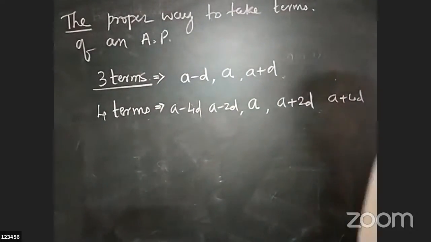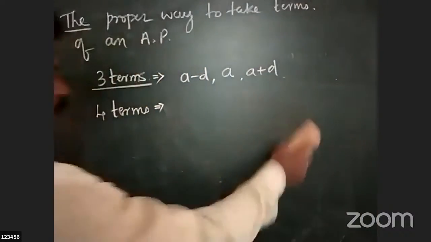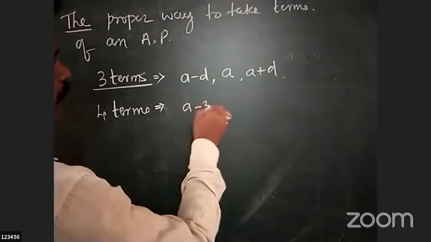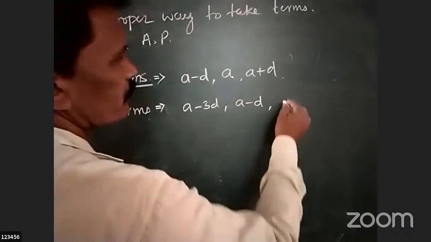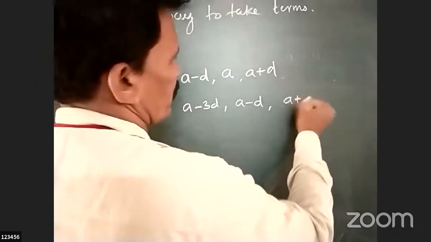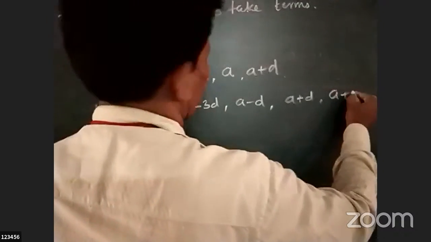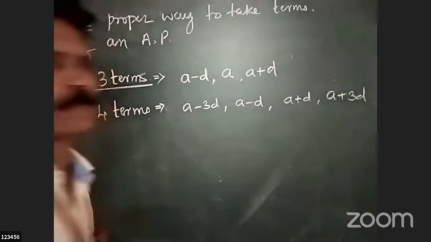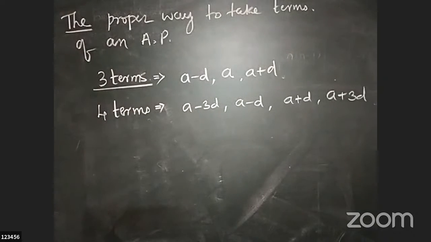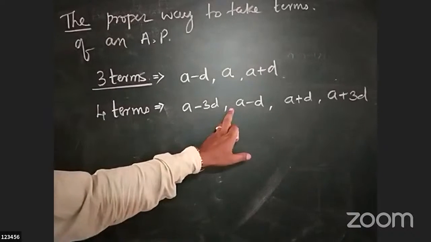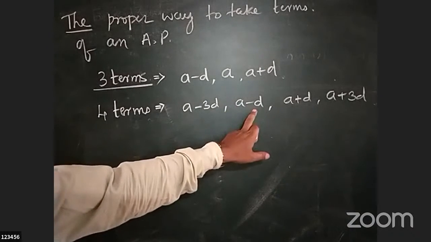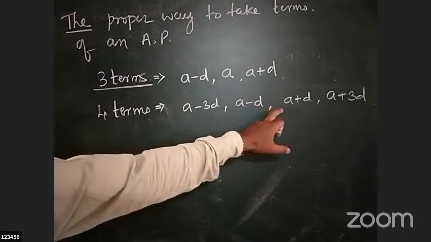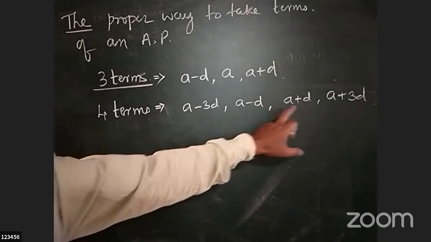Or you take it like this also: A minus 3D, A minus D, A plus D, A plus 3D. These are the four terms we are taking. One term we are skipping. After A minus 3D, what will come? A minus 2D will come. We are skipping that. What do we get? A minus D. After A minus D, what will come? A. We are skipping that.